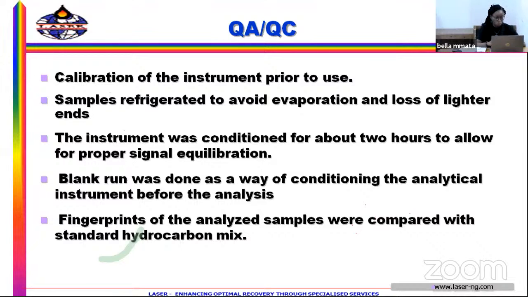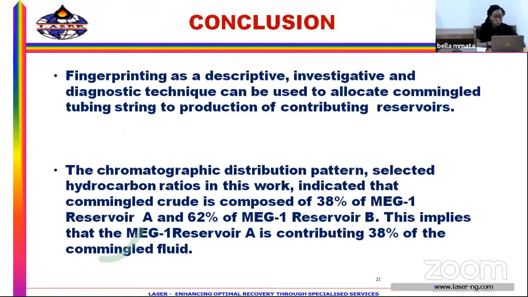So in conclusion, fingerprinting, being a descriptive and investigative tool, can be used to allocate commingled tubing string production to the contributing reservoirs. And in the work that we have done, we have been able to look at the chromatographic distribution pattern. Using the selected ratios, we've been able to see that the commingled fluid is actually made up of 38% of reservoir A, 62% of reservoir B. So that means that reservoir A is contributing 38% of the commingled fluid.